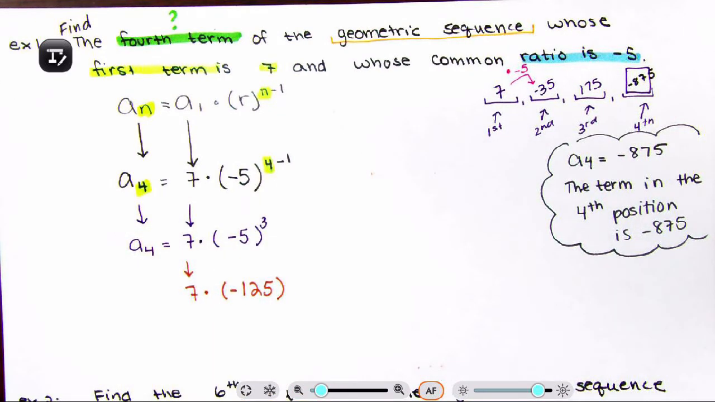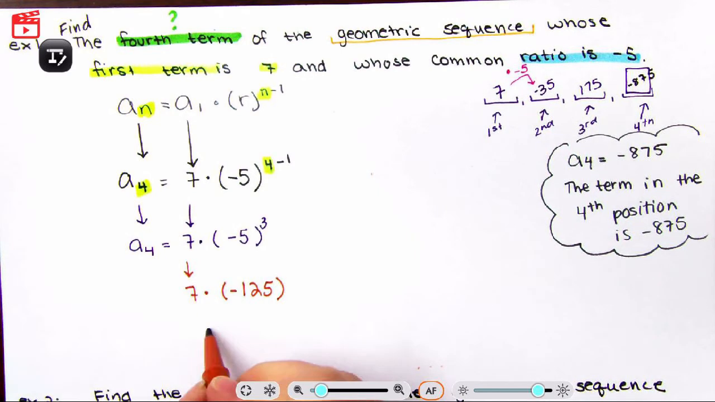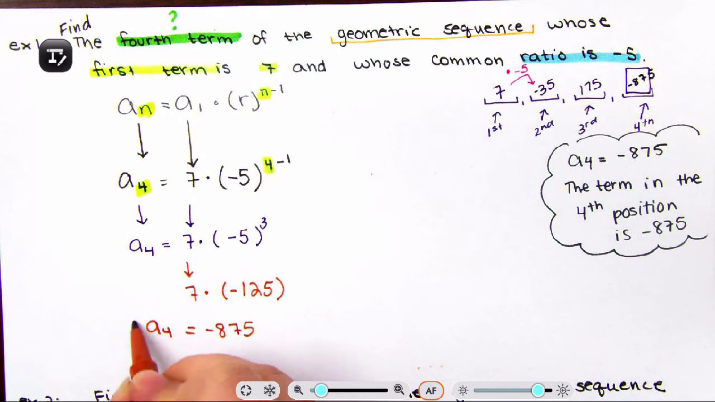After you have evaluated your exponent, then multiply, and you get negative 875 as the term in the 4th position.